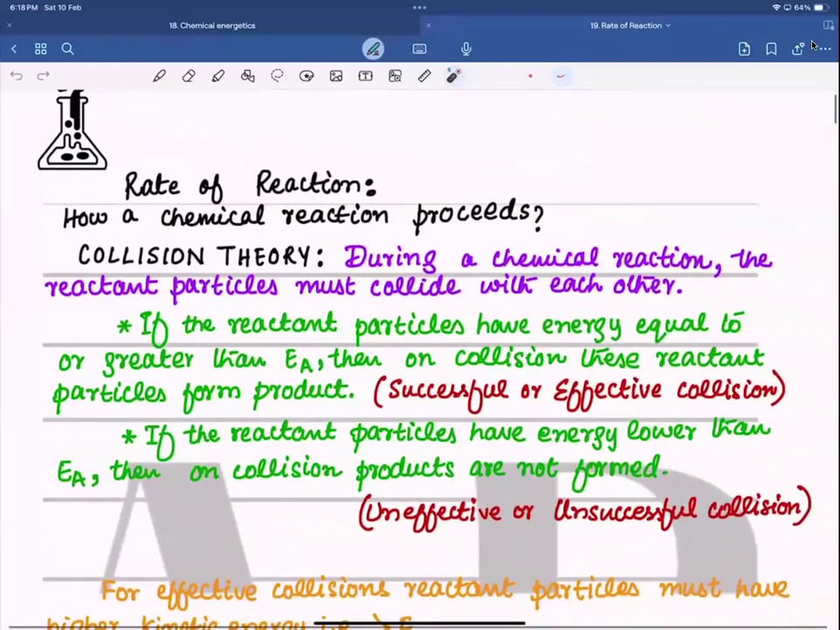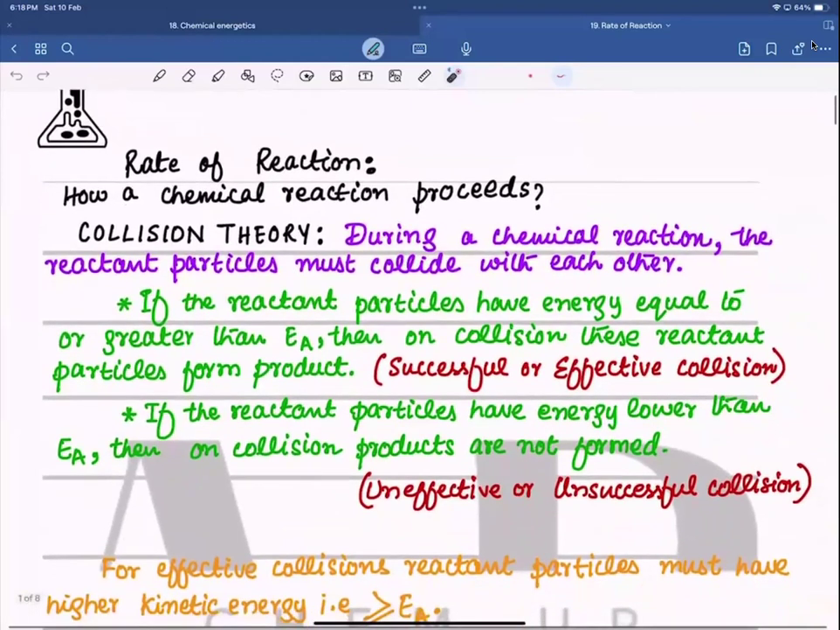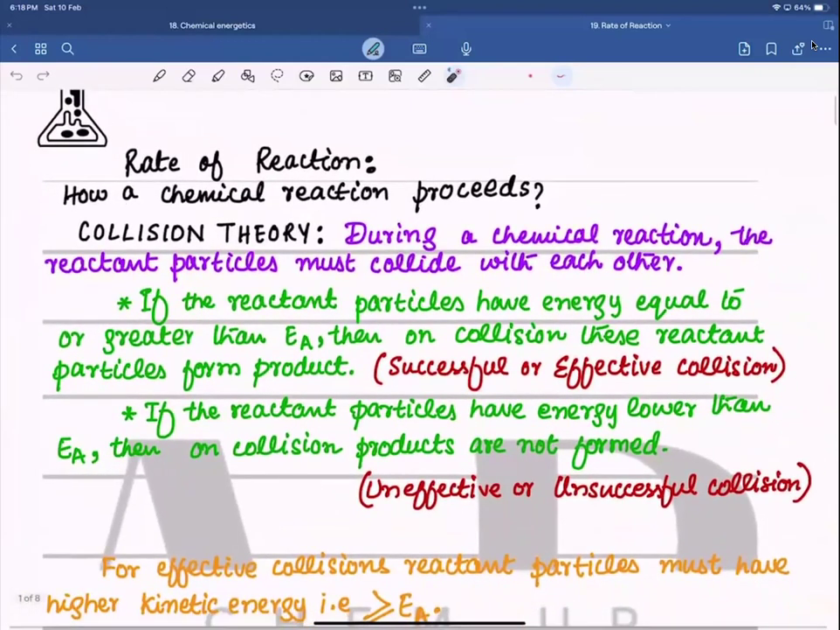Okay, so we are going to start with the new chapter, which is rate of a reaction. To understand the rate of a reaction, we will first discuss the collision theory, and collision theory basically explains how the chemical reaction proceeds.